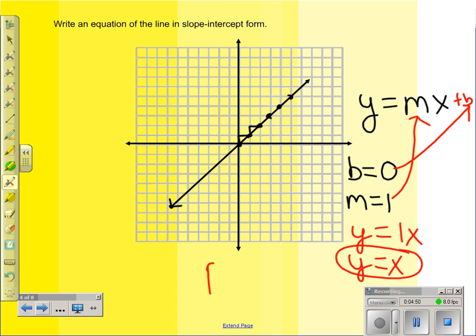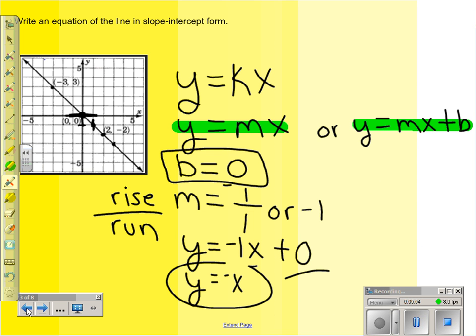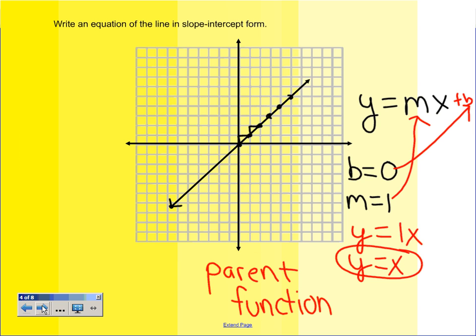You'll also know this as the parent function. The parent function simply means that it goes through the origin and it's traveling at a rate of change of 1 each time. On the last example, we would call that the negative parent function because once again, it goes through the origin and it's going down 1 over 1 or has a negative 1 slope. You're going to do something with that later.